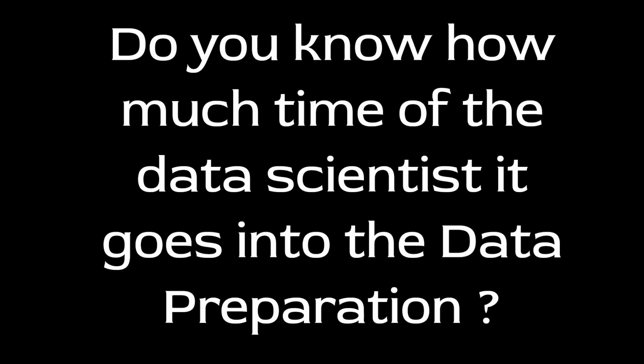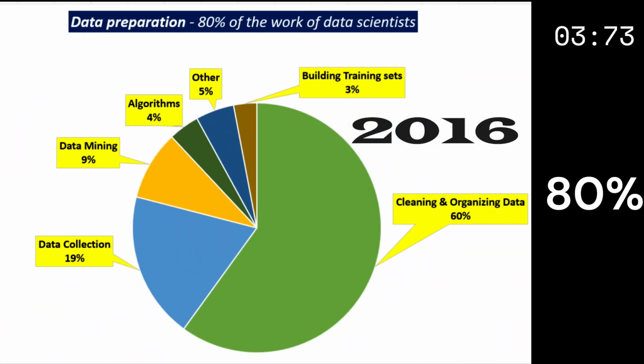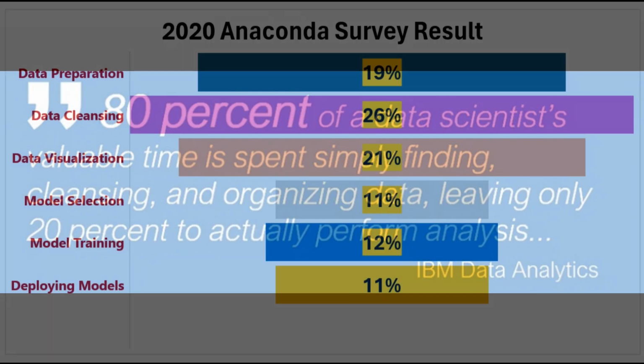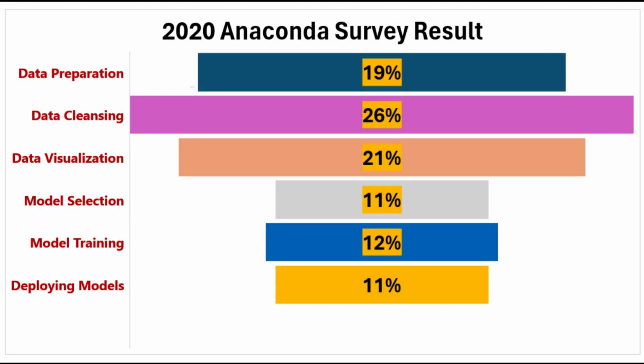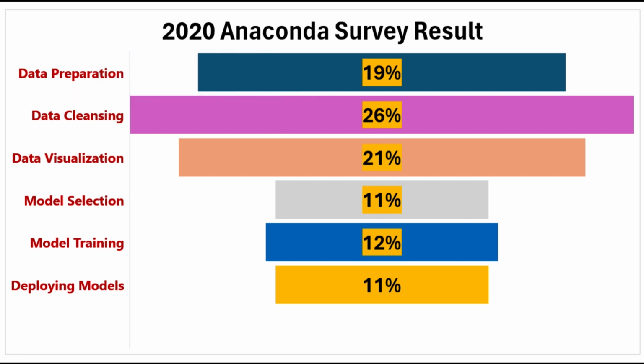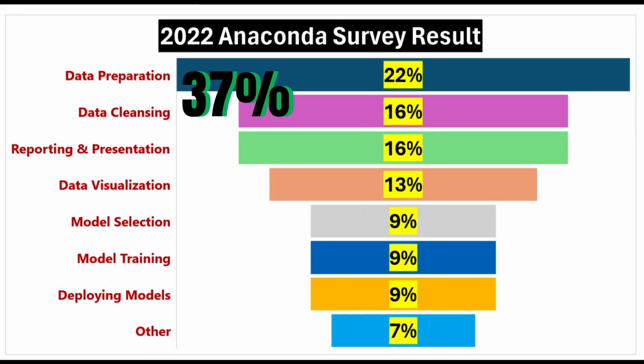Do you know how much time of the data scientist it goes into the data preparation? As per Forbes 2016 report, data preparation accounts for about 80% of the work of data scientists. 80% of a data scientist's valuable time is spent simply finding, cleansing, and organizing data, leaving only 20% to perform analysis. IBM Analytics. According to a 2022 study by Anaconda, data scientists spend at least 45% of their time preparing data and cleaning. According to a recent study done in 2022 by Anaconda, data scientists spend at least 37% of their time preparing and cleaning data.